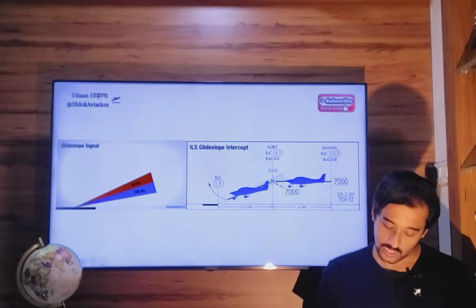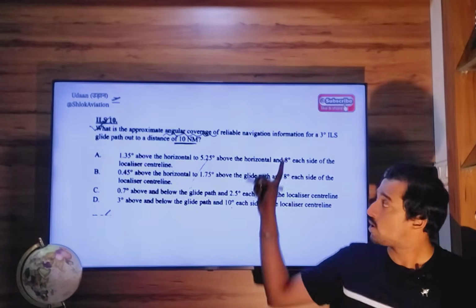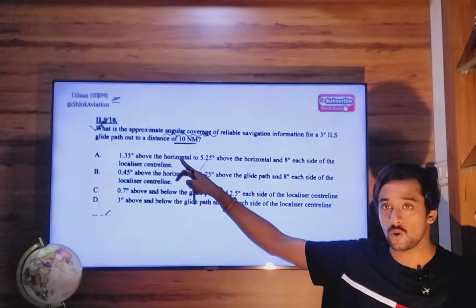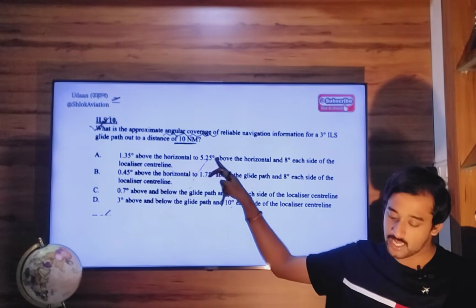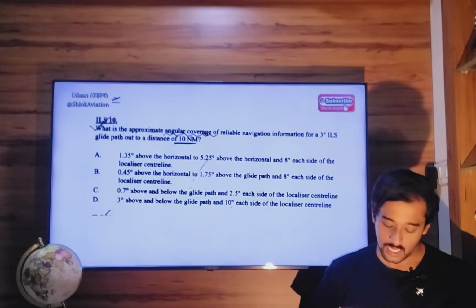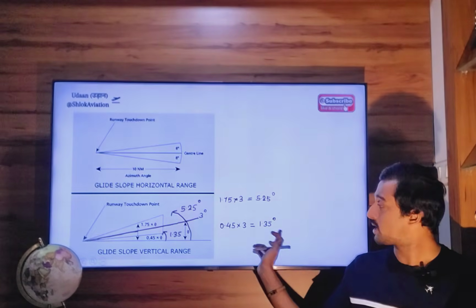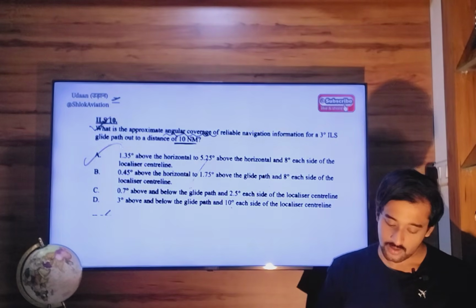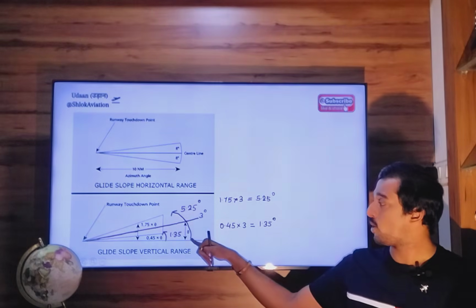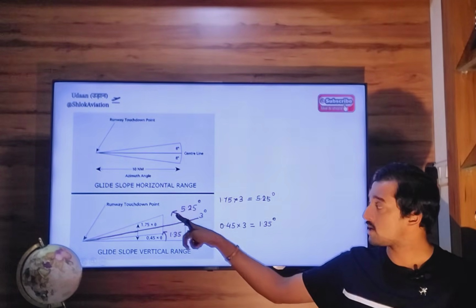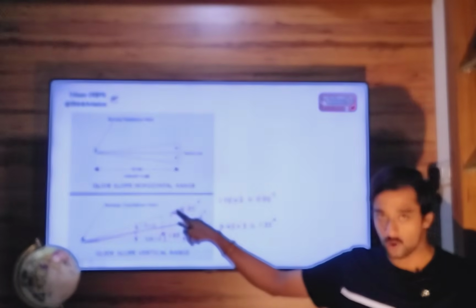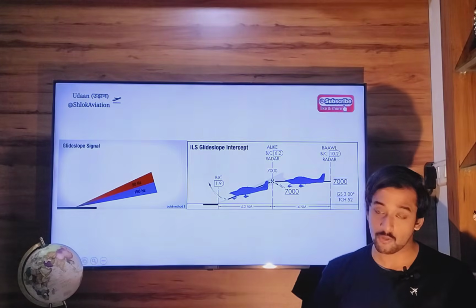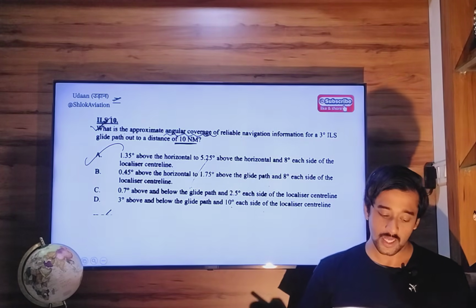So the correct answer here is the angular coverage of a glide slope at angle 3 degree: 1.35 degree above the horizontal, 5.25 degree above the horizontal, 8 degree each side of the horizontal. So it's 1.35, not 1.25. So option A: 1.35 above the horizontal up to 5.25 degree above the horizontal, 8 degree either side of the center line. So option A satisfies both these conditions. So option A will be the right answer.